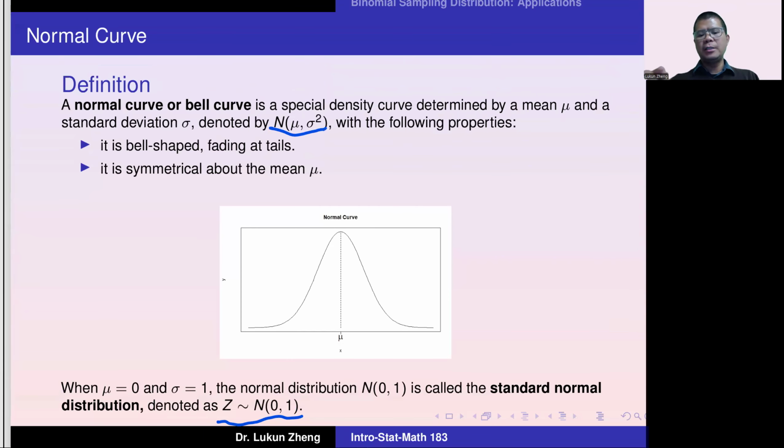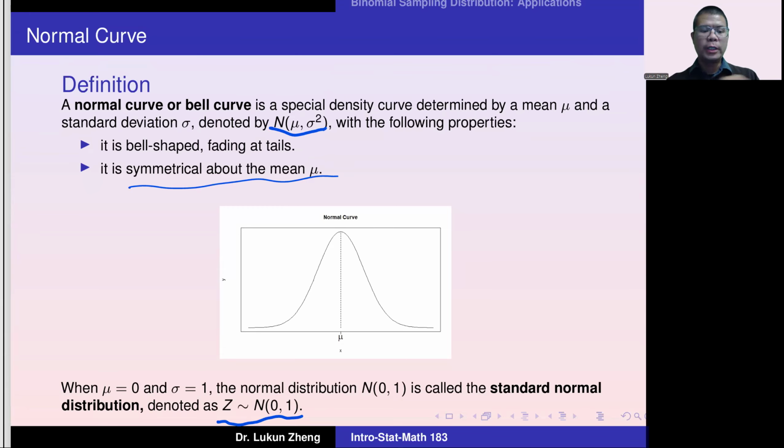It's a special density curve. It's bell-shaped, also known as a bell curve. Yes, that's a normal curve. It's bell-shaped, fading at the tails. It's symmetrical about the middle, in the center.